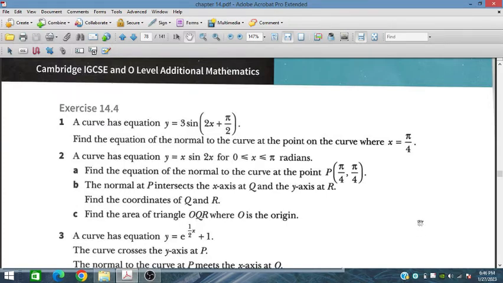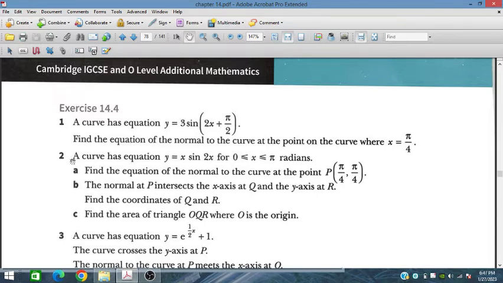Bismillahirrahmanirrahim. In this session, we will discuss exercise 14.4 for the additional mathematics course for IGCSE and O level students. We will discuss the normal and the tangent on a curve at certain points and related areas. So we will discuss these kinds of problems.